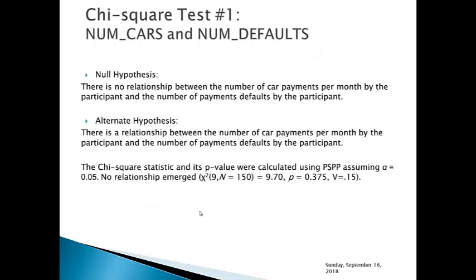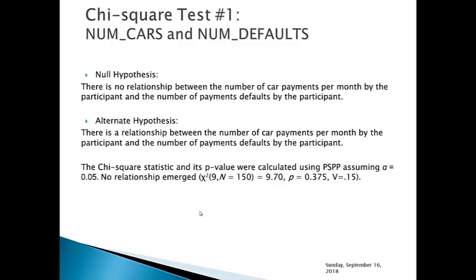We now go to the first chi-square test. That's between the num_cars and num_defaults. For that test, the null hypothesis states that there is no relationship between the number of car payments per month by the participant and the number of payment defaults by the participant. The alternate hypothesis states that there is a relationship between the number of car payments per month by the participant and the number of payment defaults by the participant.